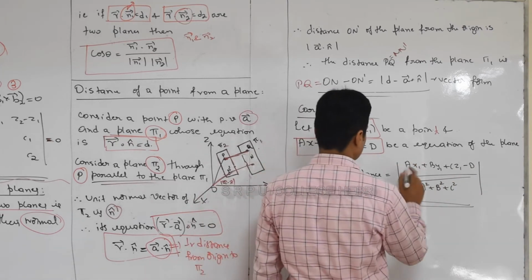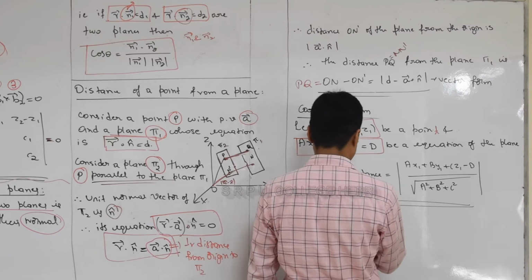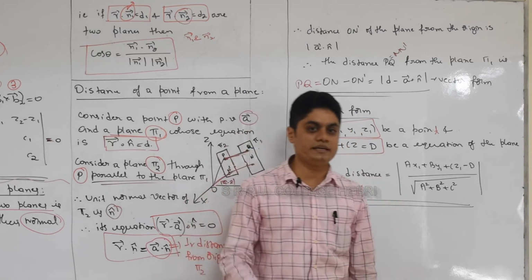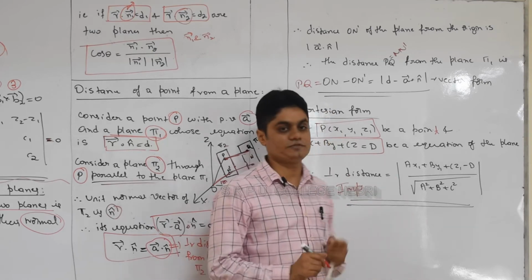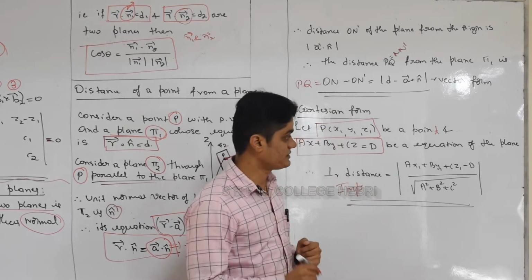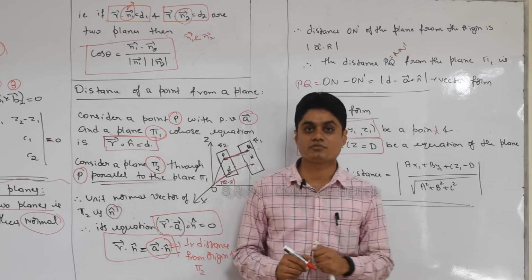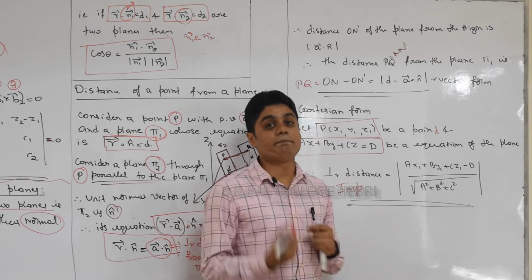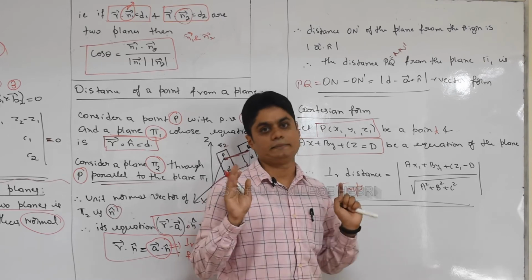You don't need the derivation to think about how this came, but this is an important formula. When they ask the distance from the point to the plane, you are definitely going to use this formula: ax1 plus by1 plus cz1 minus d over root of a square plus b square plus c square. So this is known as the perpendicular distance from the point to the plane.